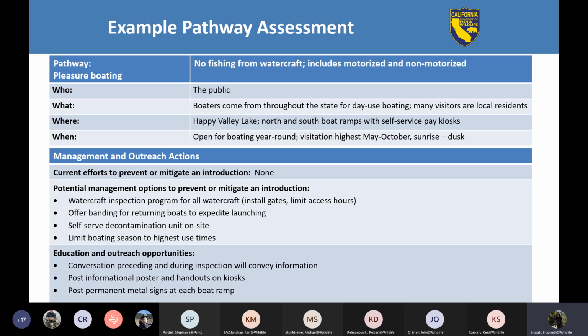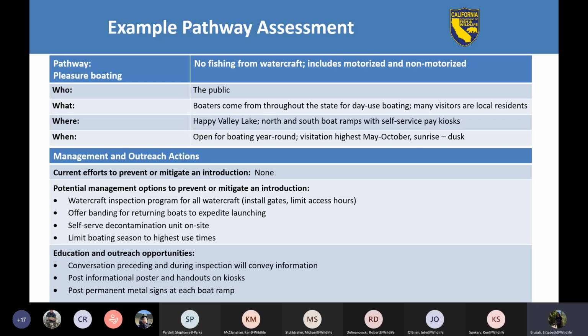So for instance, let's say you're doing a vulnerability assessment for the pathway of pleasure boating. At your reservoir, you don't allow any fishing from the watercraft, and you have both motorized and non-motorized boating. So the who that's bringing this in is just the public. The what is you have boaters coming from throughout the state, but many of your visitors are local residents. That impacts your risk as well. Are people just from the local area, or do you get a lot of visitors from far away?